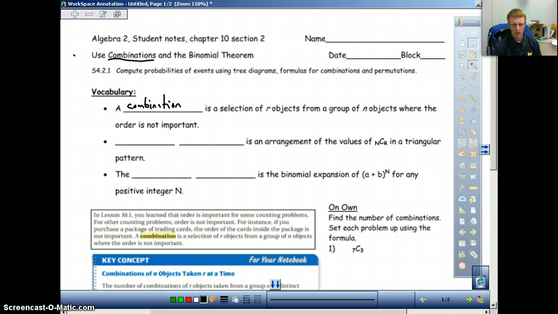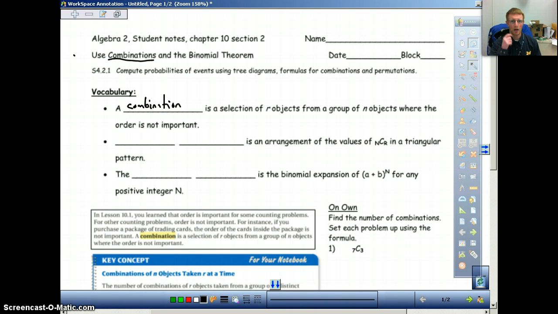So for example, if you remember in the last section, there were problems out of the book that we talked about where you're doing things like a license plate. Well, if you take a collection of, say, 4 letters and 3 numbers and you create a license plate, the order of those was very, very important. If I took 7 random letters and numbers and I rearranged them, that still gives you a distinct license plate. So the order did matter. If we're talking about a combination, we would never want to repeat the same combinations of letters and numbers.